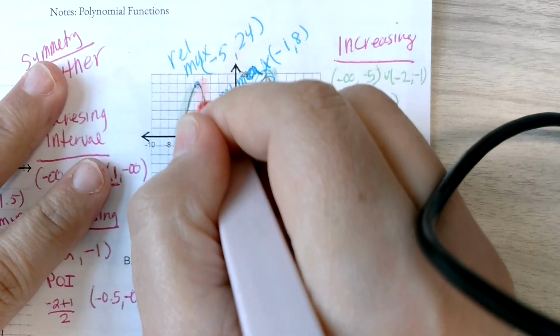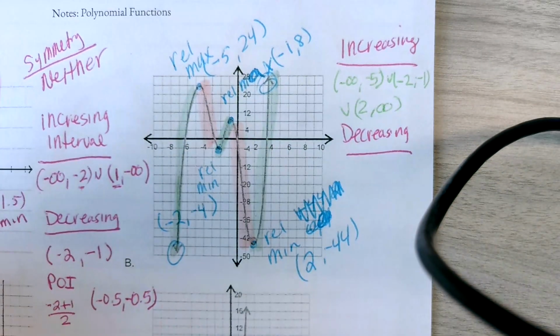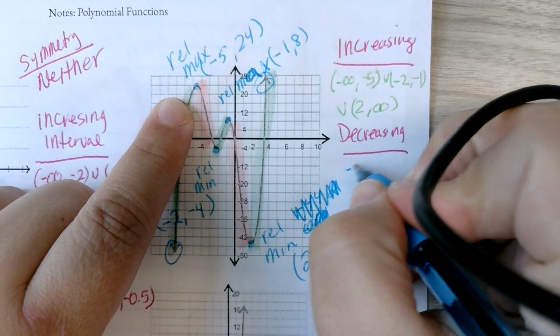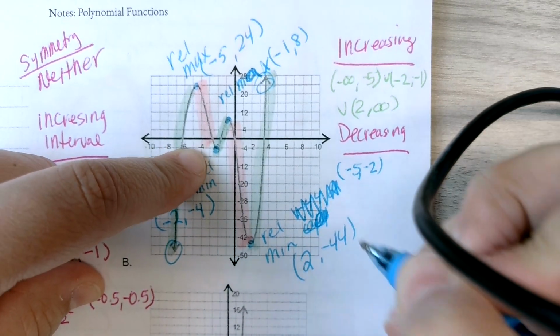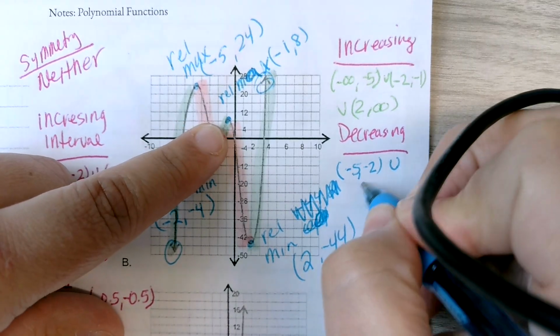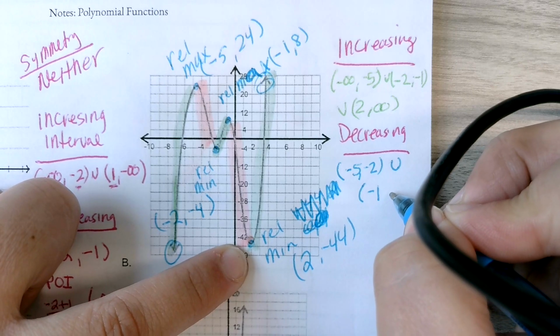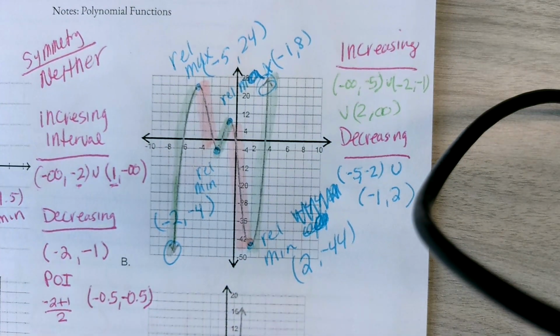And then our decreasing graph is the points in between. So you can use those points on your information that you've written down, or you can grab them from the graph. We have a decreasing starting at -5 all the way until this minimum at -2. It turns and starts to increase, and then it turns again at -1 and decreases down until it gets here at +2. So that's our increasing and decreasing intervals.